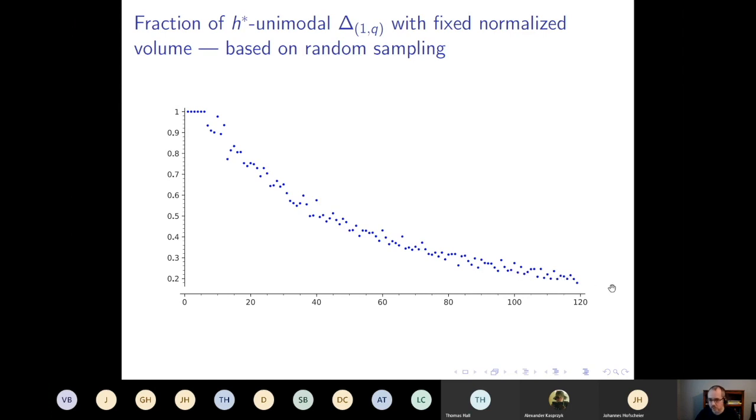Is this trending towards 0? Is this trending toward some small but fixed proportion? We don't know the answer to that either. I think that's a really interesting question from an Ehrhart theory perspective. But it also tells you that when we are claiming that IDP reflexives might be unimodal, among the delta 1 Qs, we're claiming that it seems something unusual happens.